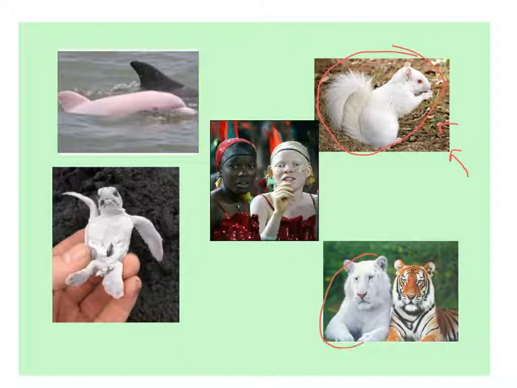Same thing for this white tiger over here. Now, if he lived in the snow, that would be great to have his white fur. But in the jungle where tigers are found, it's much harder to hide a white tiger than a normal one. And here's an albino dolphin. Here's a girl that has albinism. And here's a little sea turtle.